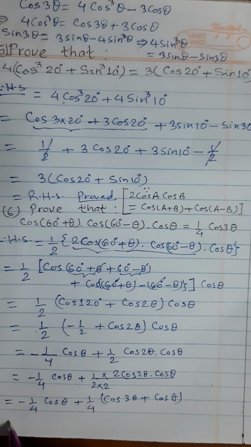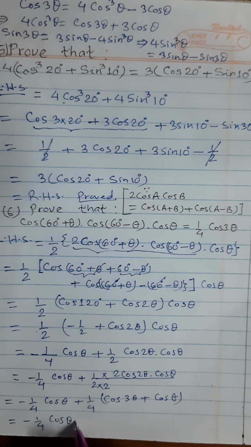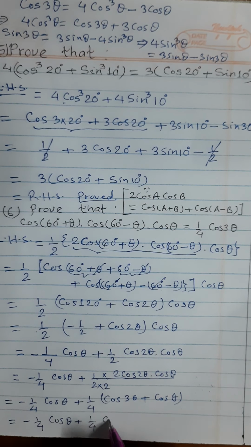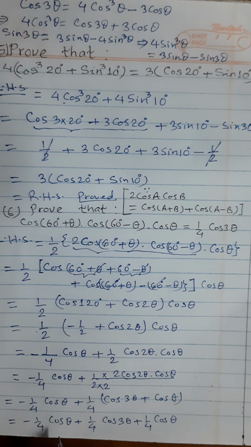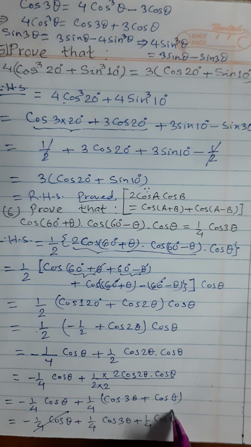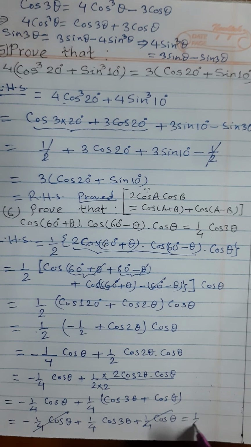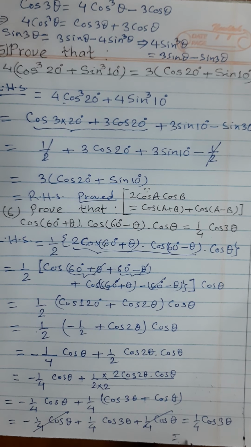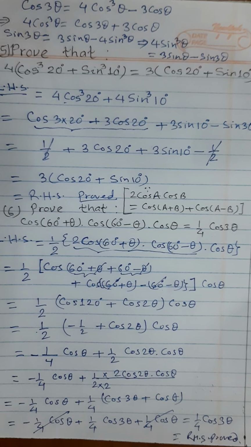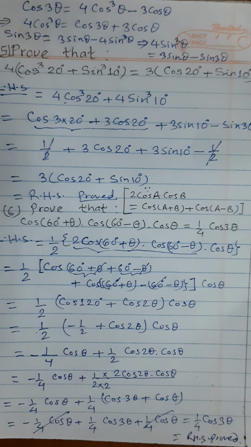Now here we have minus 1 over 4 cos theta plus 1 over 4 cos 3 theta plus this 1 over 4 cos theta. This plus 1 over 4 cos theta and minus 1 over 4 cos theta can be cancelled. So this equals 1 over 4 cos 3 theta, which is RHS, equals RHS, proved.